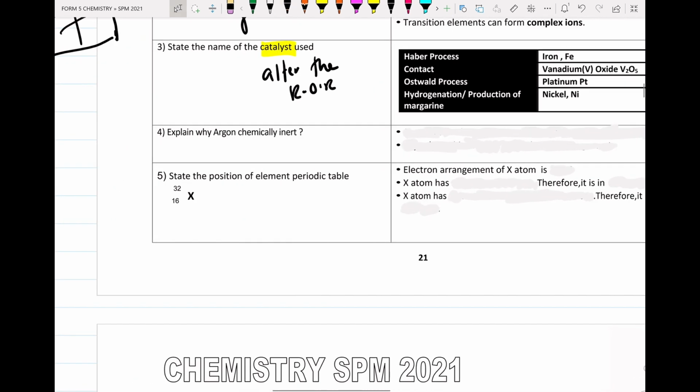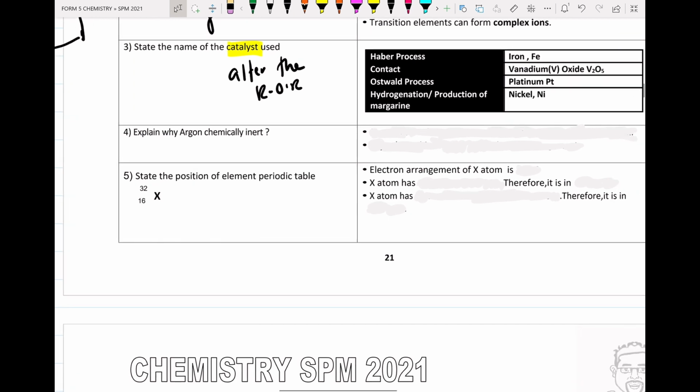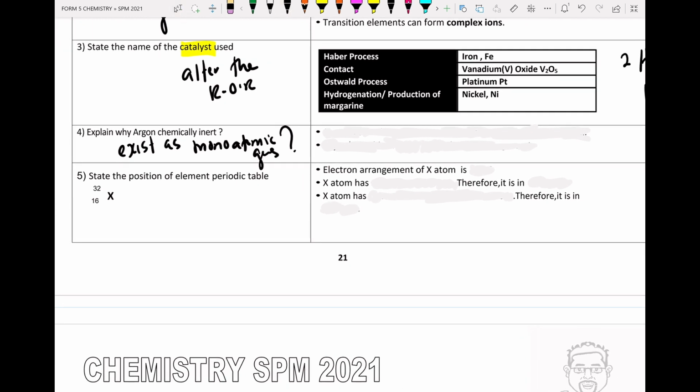Okay, next one. We go for question number 4. Why does argon exist as an inert, chemically stable, monoatomic gas, chemically unreactive? This is because argon has 8 valence electrons in the outermost shell, or valence shell. Therefore, argon has achieved a stable octet electron arrangement.